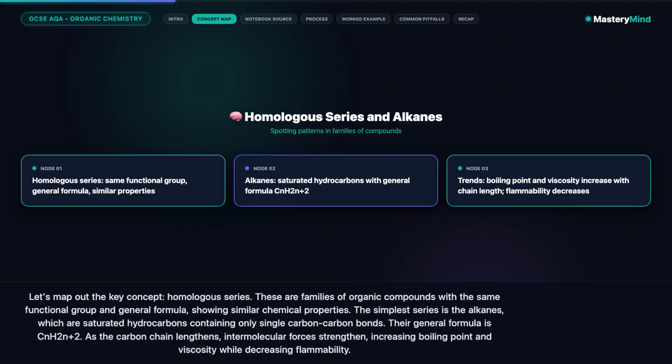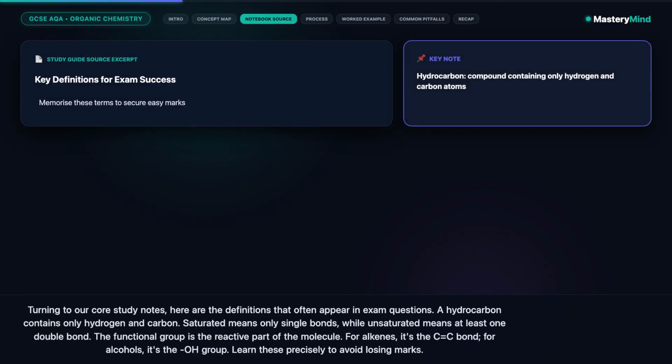Turning to our core study notes, here are the definitions that often appear in exam questions. A hydrocarbon contains only hydrogen and carbon. Saturated means only single bonds, while unsaturated means at least one double bond. The functional group is the reactive part of the molecule. For alkenes, it's the C=C bond, for alcohols, it's the OH group. Learn these precisely to avoid losing marks.